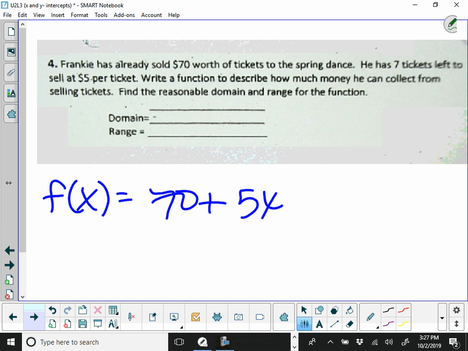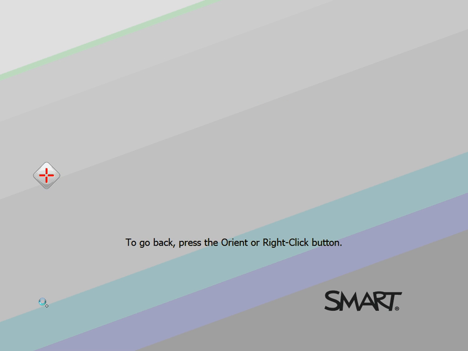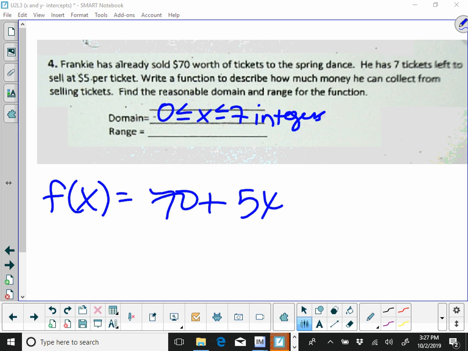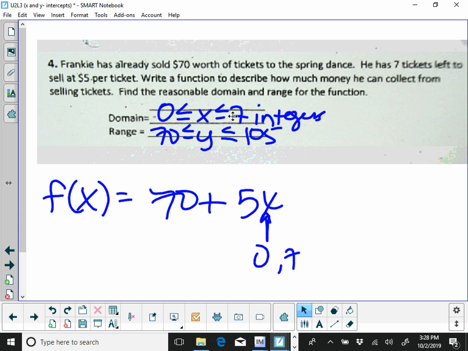All right, his domain is how many tickets he has left to sell. So that is going to be between 0 and, let me align this board again real quick, y'all. Hang on. Okay, so that means his domain is going to be between 0 and 7, and those are integers because he can only sell that many tickets. And his range would be, if he sells no more, he starts at 70, and if he sells all 7, he would go to 105. So you're just plugging in 0 and 7 for x to get your range.